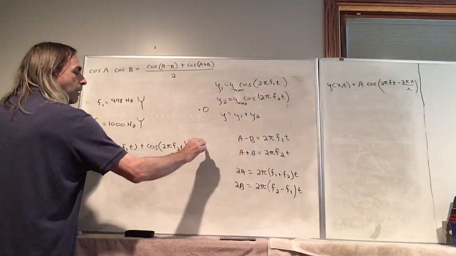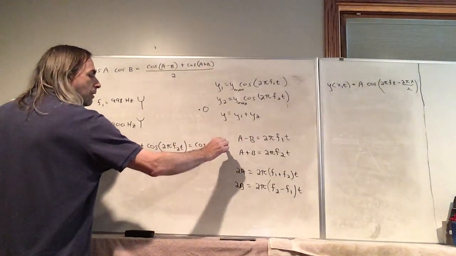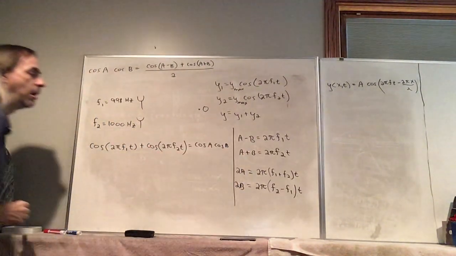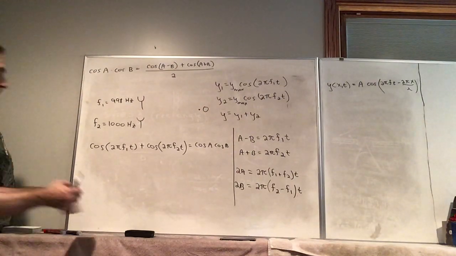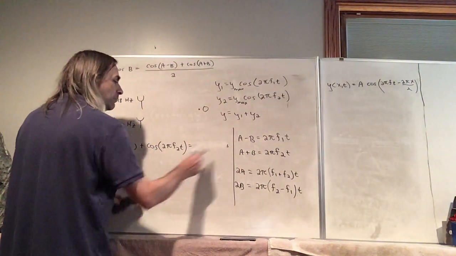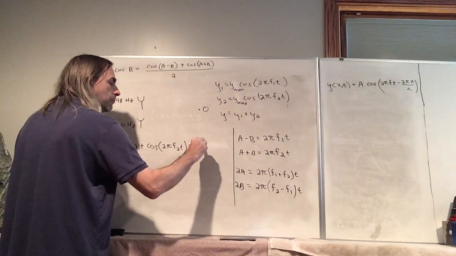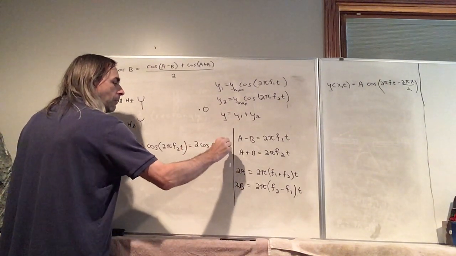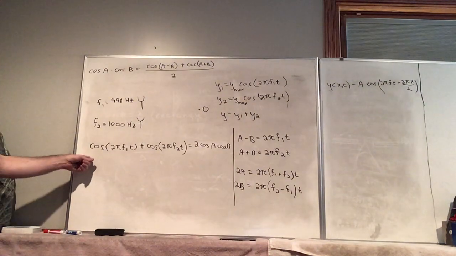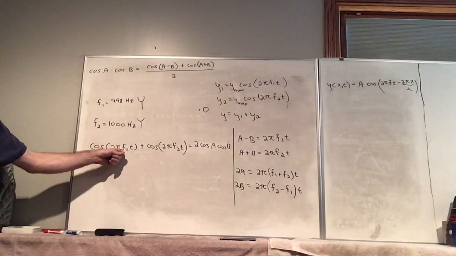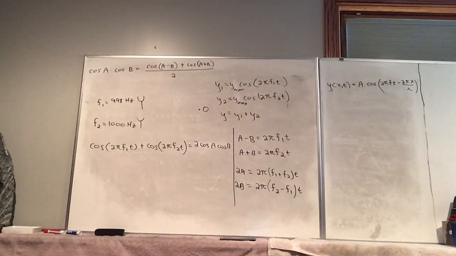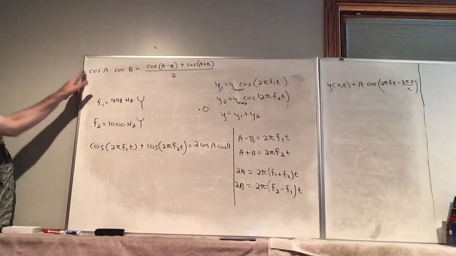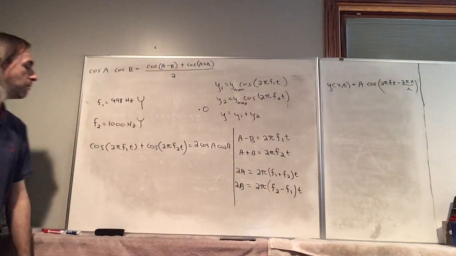Equals cosine A, cosine B, because that's all I have room for. On the left side, we had cosine of A minus B, which is 2 pi f1t, and then cosine of A plus B, which is 2 pi f2t, and then we move the 2 over here, so we have 2 cosine A, cosine B.